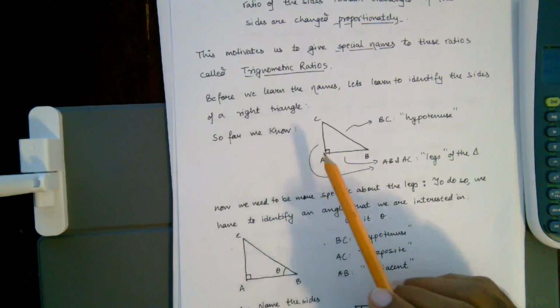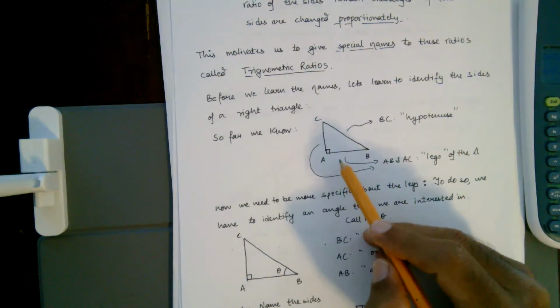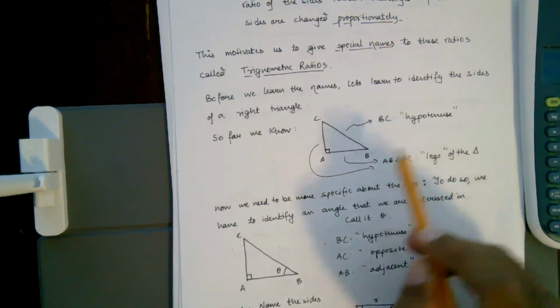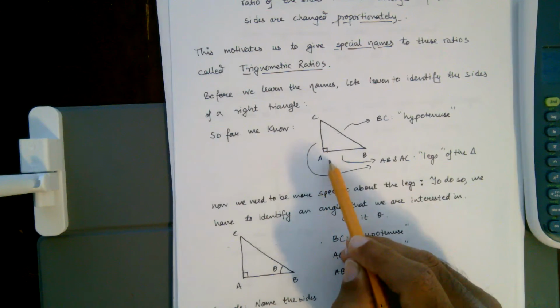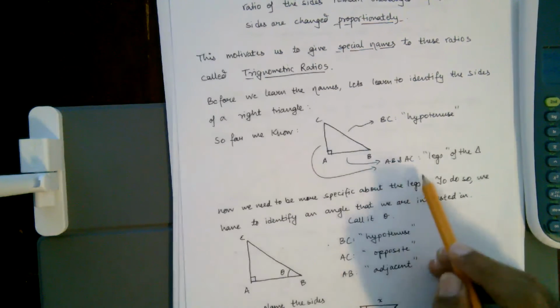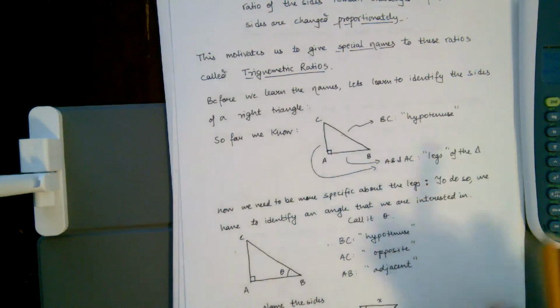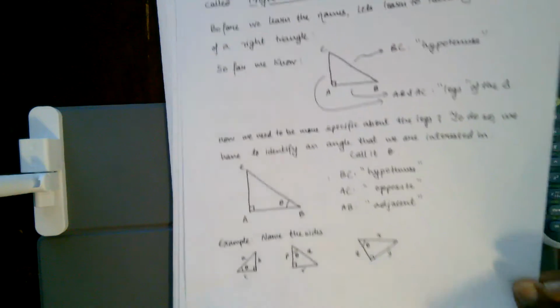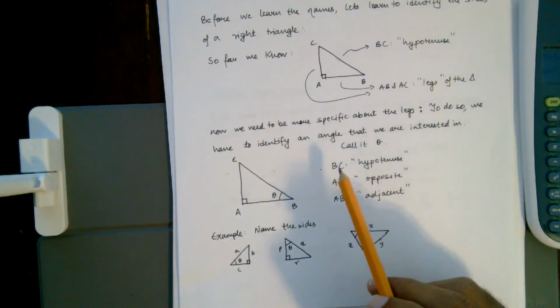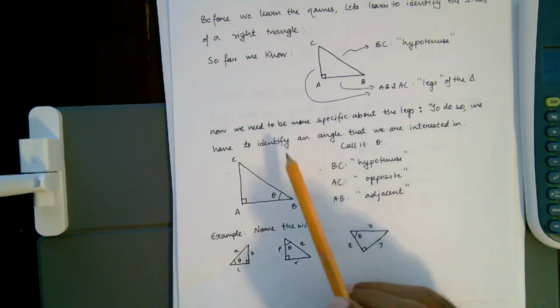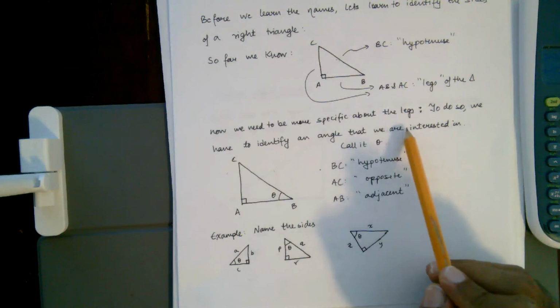One that you already know is that the side opposite to the 90 degrees is called the hypotenuse. And previously we have referred to the other two sides as the legs of the triangle because that's what it stands on. Now, for the purposes of this week's material and for trigonometry, we need to be more specific about the names of the legs.